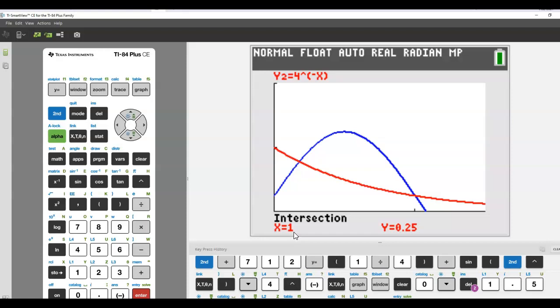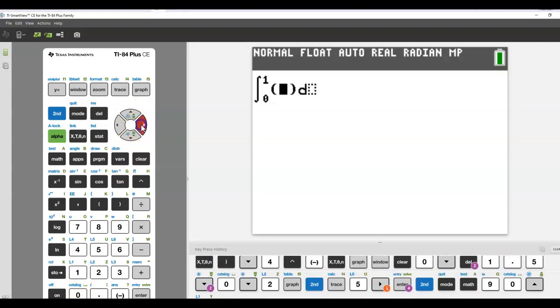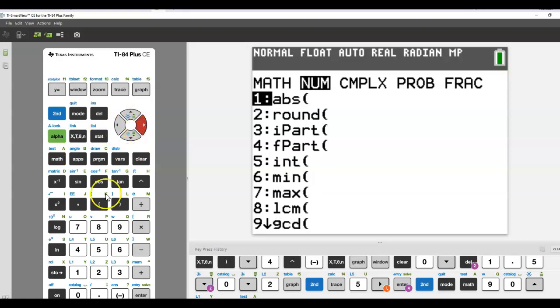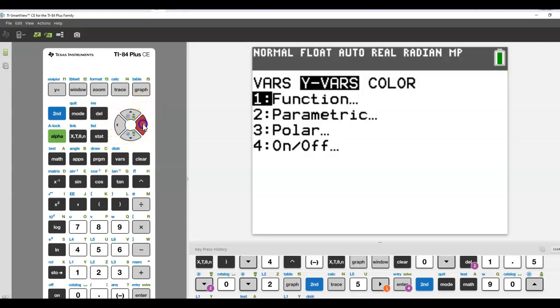So now I'm ready to go ahead and put in the integral that I had typed earlier. So I'm going to go ahead and push second, quit. I'm going to go to my home screen. We're going to go to Math 9 to put in an integral. And we're going to be integrating from 0 up to that intersection point, which we said was 1. Then we're going to put absolute value in there by pushing math, scrolling over to numbers, and then pushing 1 for absolute value. And we're going to do the first function minus the second function.